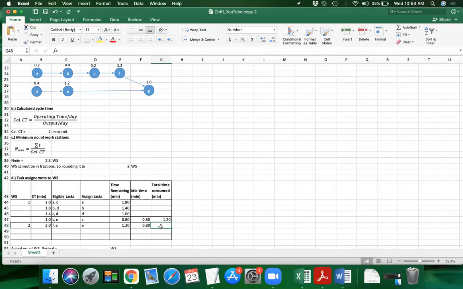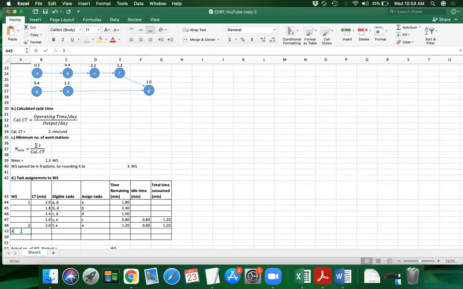So we cannot fit any more tasks in this workstation because time remaining is only 0.8 minutes, and the next task that you are going to assign will need 1.2 minutes. The time consumed is going to be 1.2 minutes, because if you subtract 0.8 from 2 minutes, you get 1.2 minutes. So this is how much time is being consumed by this workstation.